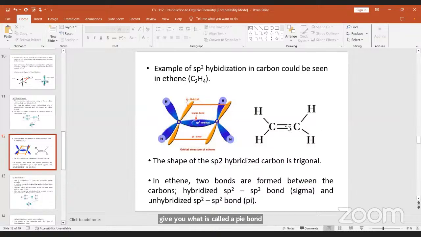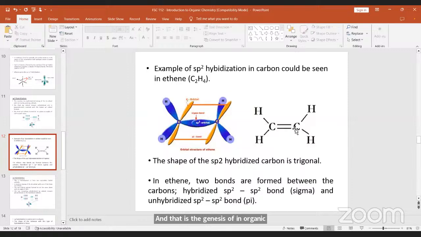And that is the second bond between the 2 carbons. The first bond is a sigma bond, which is as a result of this overlap here. The second one is a lateral overlap, that is side by side, and that will give you a pi bond. And that is the genesis of double bond in organic compound.